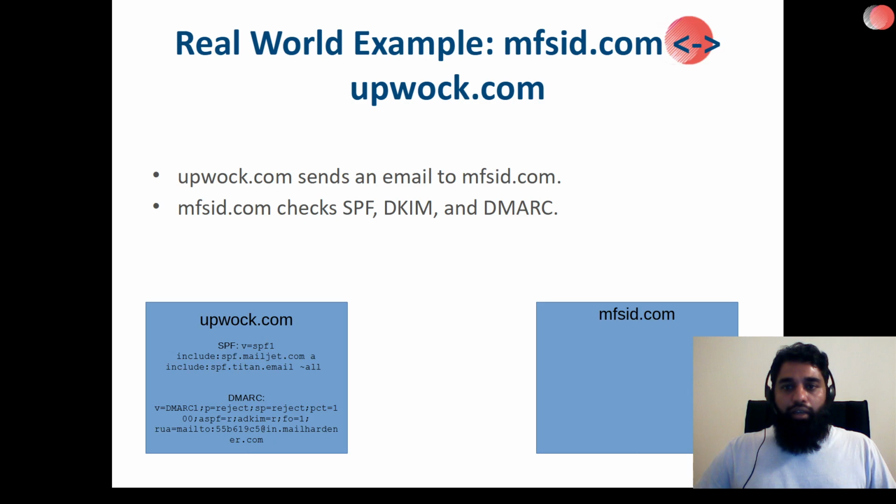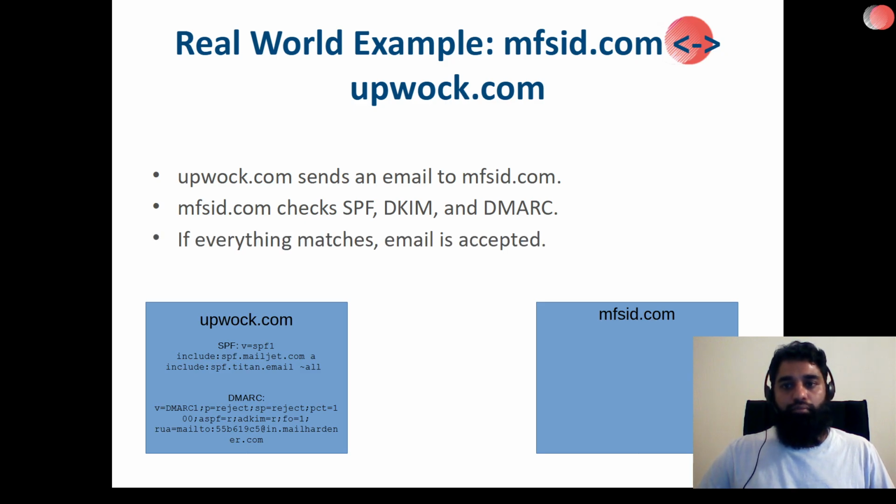If either SPF or DKIM passes with alignment, the email is delivered. If both fail, DMARC's reject policy will block the email and the sender will receive a bounce message notifying them. If the DMARC policy is set to quarantine instead of reject, then the email will be sent to the recipient's spam folder.